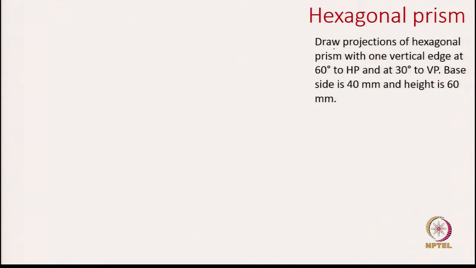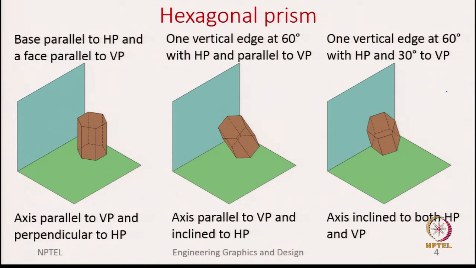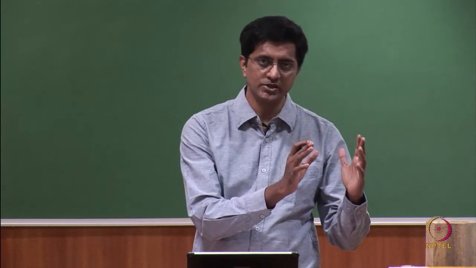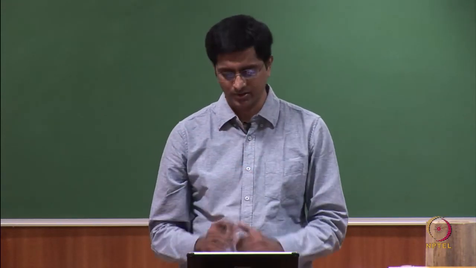So, this is how we get to describe the problem, saying that we need to draw the projection of an hexagonal prism with one vertical edge at 60 degrees to horizontal plane and 30 degrees to vertical plane. Side is 40 and height is 60. Okay. So, this is exactly what we have seen previously. So, we are describing the last orientation, but we said instead of solving it directly where it is too complicated to solve it, we will simplify it by starting from a very simple orientation and gradually coming to the final orientation. Okay.